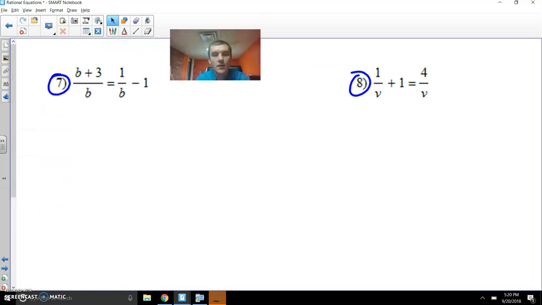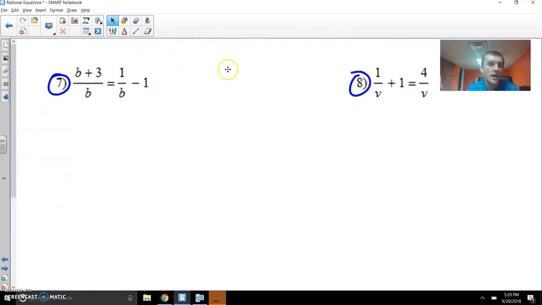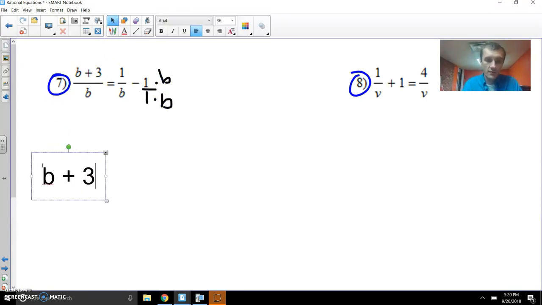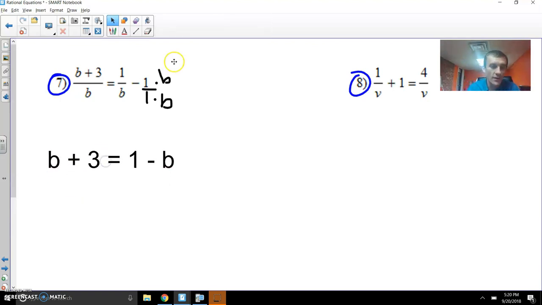So I'll do number 7, the one on the left, and you can try number 8 on the right. This fraction is really 1 over 1, and so it looks like all of these have b, so I'm going to multiply by b top and bottom. Typing seems to be a little easier than doing that. So b plus 3 equals 1 minus b. And so this is what I'm going to solve.